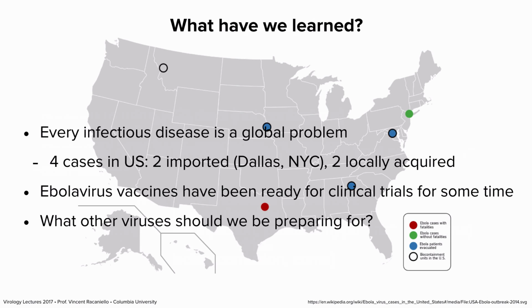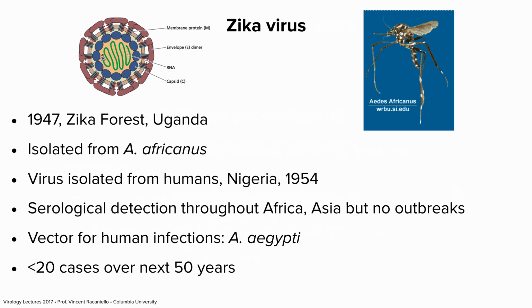We do have Ebola virus vaccines. They've actually been ready for clinical trials for a long time, but they were never tested because there was no money to pay for them. But as soon as this outbreak started, they were put into testing, and they got to a certain point where they looked pretty good, but then the outbreak stopped. And that always raises the question, what other viruses should we be preparing for? You can't make a vaccine for every virus that is out there. So that's an example of a brand new emerging infection and the factors that lead to its emergence.